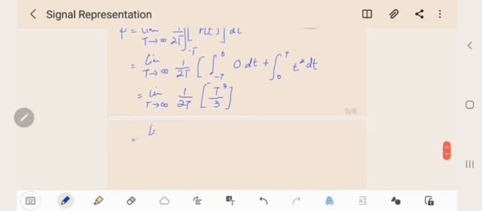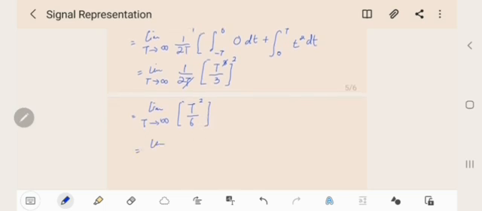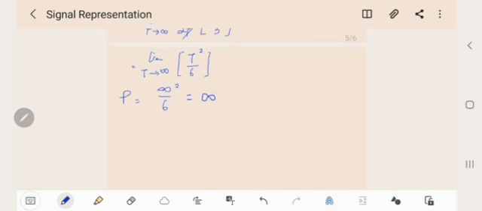Multiplying inside, the T cancels with one T, leaving T squared divided by 2 times 3, which is 6. Now we substitute the infinity value: the limit of T squared divided by 6 as T goes to infinity gives infinity. So our power is equal to infinity.